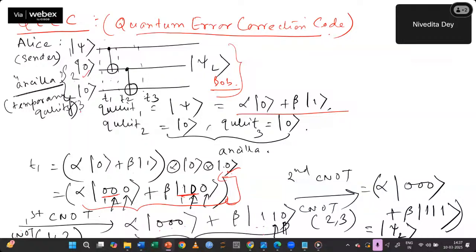Now, the second CNOT operation we will also be doing is on 2 and 3. So this is your 2 and 3, and this is your 2 and 3. So 0 will not have any change, but 1 will now become 1 and 1. So alpha 000 plus beta 111. This is your resultant state psi L, or logical psi, that you can call it.